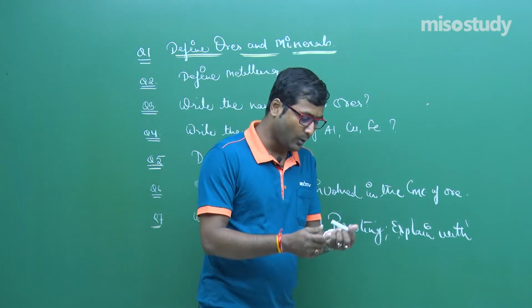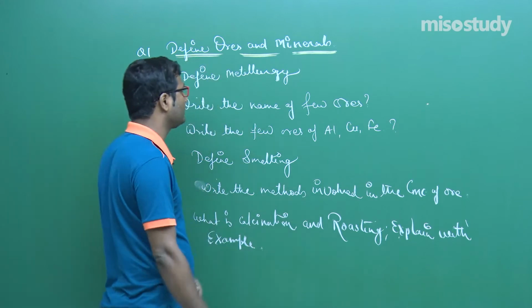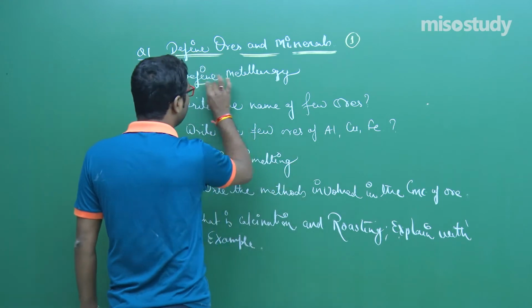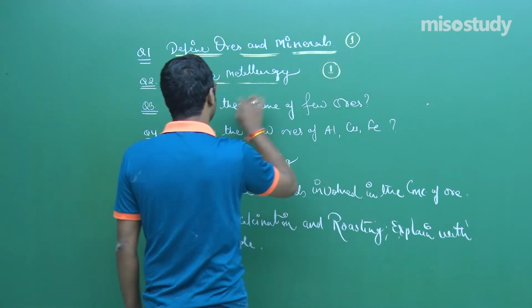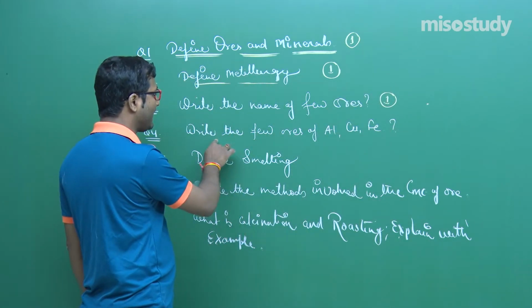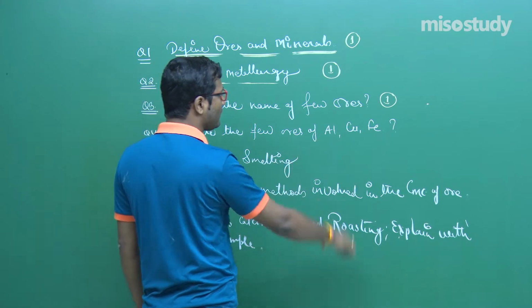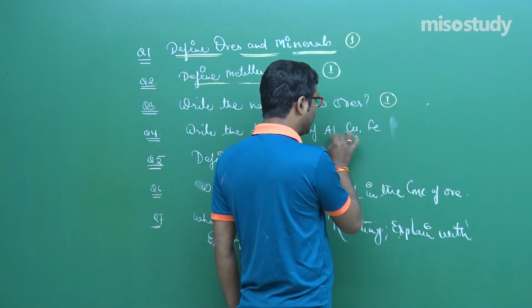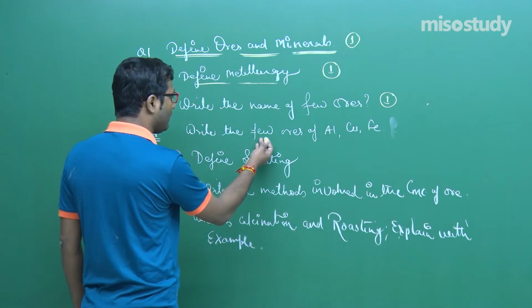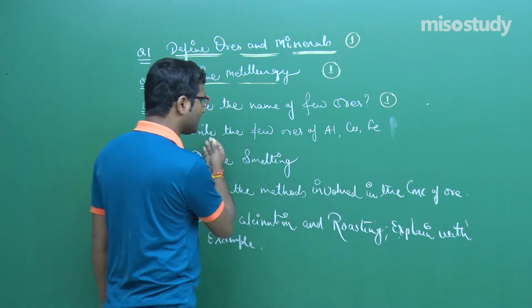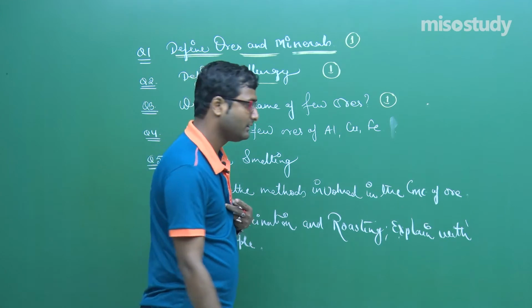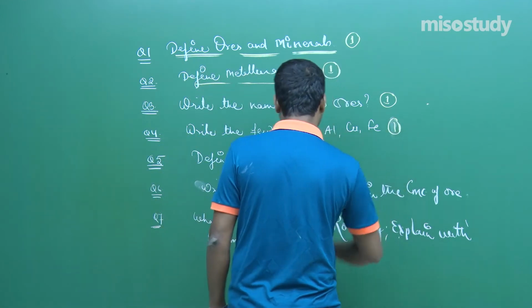Clear? Now, if the question is asked in your board examination, suppose it is given define ores and minerals, this is a 1 mark question. Define metallurgy, this is a 1 mark question, my friend. Write the name of a few ores, this is also a 1 mark question. Write the name of a few ores of aluminium, copper and iron. I have taken three metals, but generally it can ask write the name of a few ores of aluminium. Sometimes they ask for copper. Sometimes they ask for iron. So this also carries 1 mark.